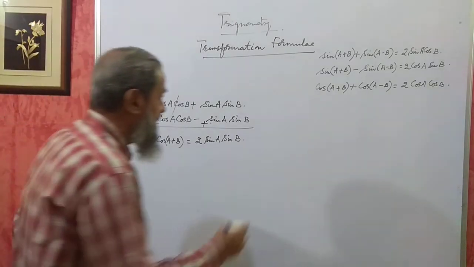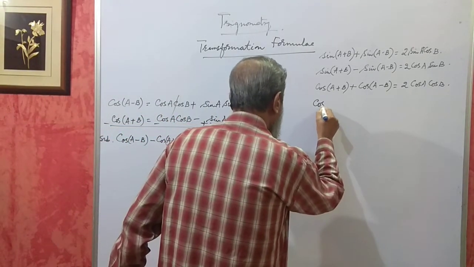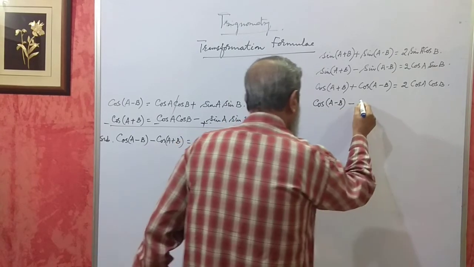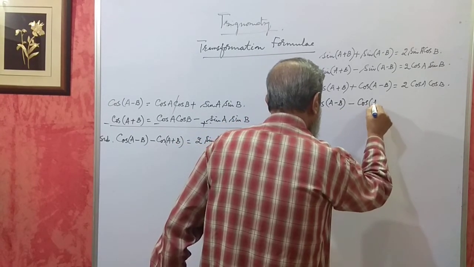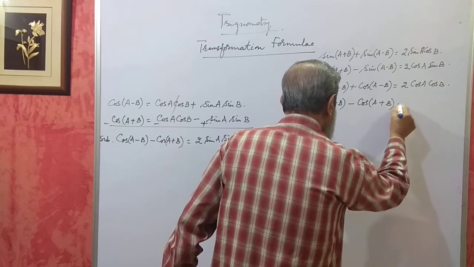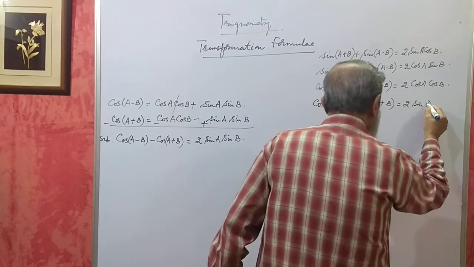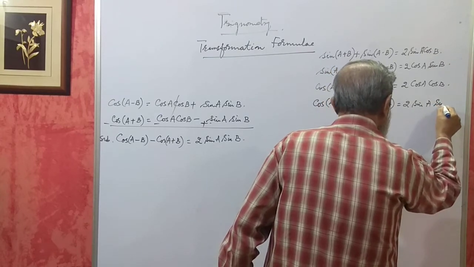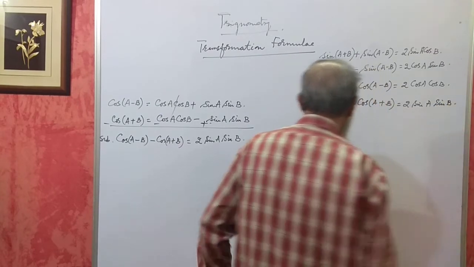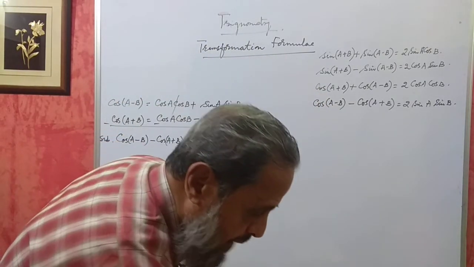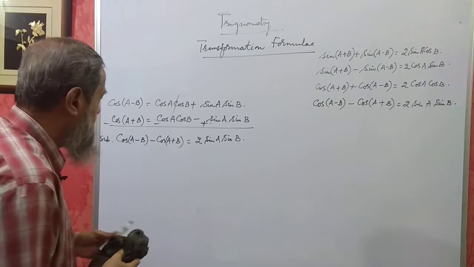Cos(A-B) minus cos(A+B), again here a difference, is equal to 2 sin A sin B. Right, I got 4 equations here. Now they can be made still simpler.